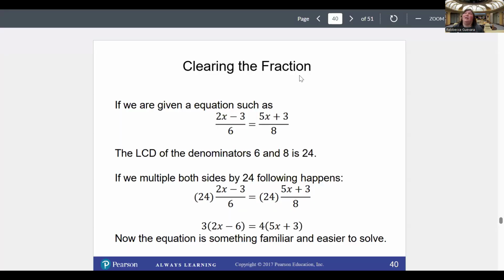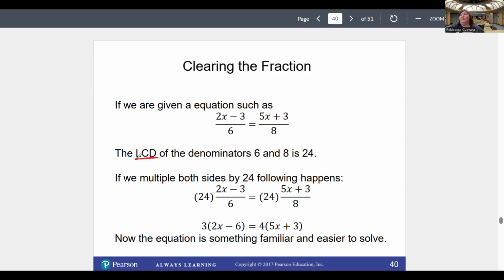So as I said, sometimes we have fractions we need to deal with. So we are given an equation such as (2x minus 3) divided by 6 is equal to (5x plus 3) divided by 8.